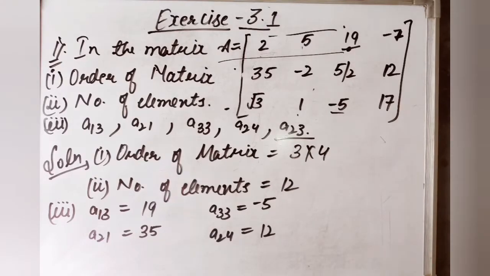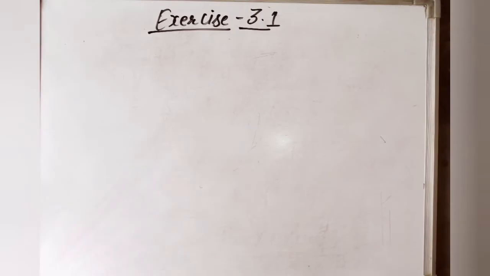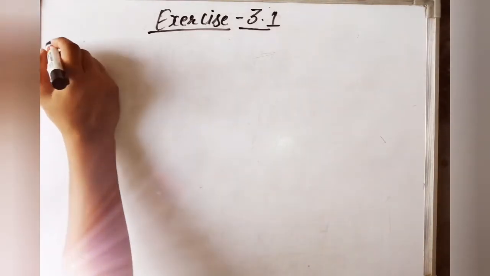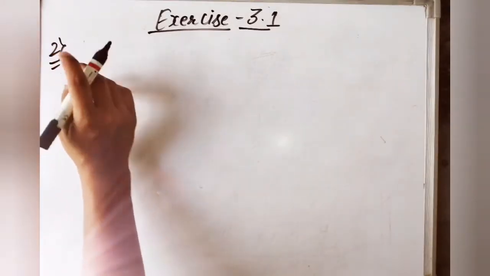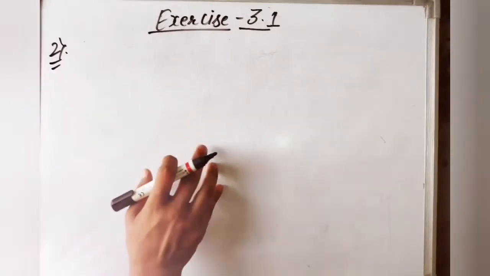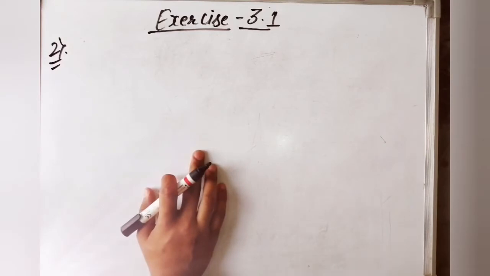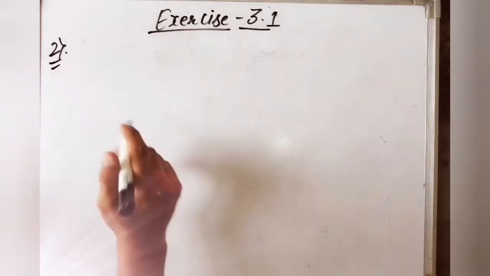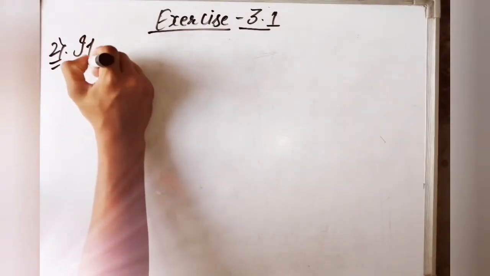Okay, now let's have a look at the second question, but before that pause the video to note it down. Okay students, let's see our second question. Our second question is, if a matrix has 24 elements, what are the possible orders it can have? And what if it has 13 elements? Let me write down the question.